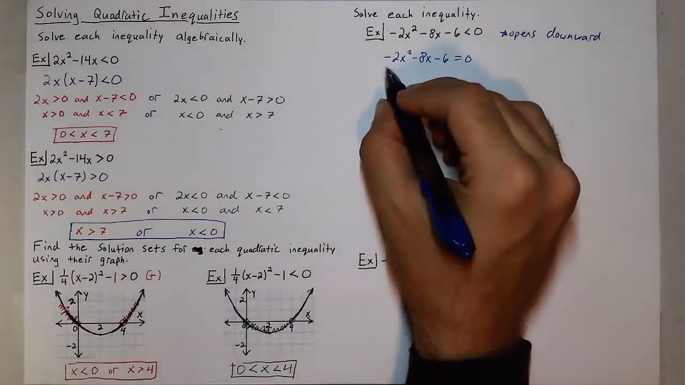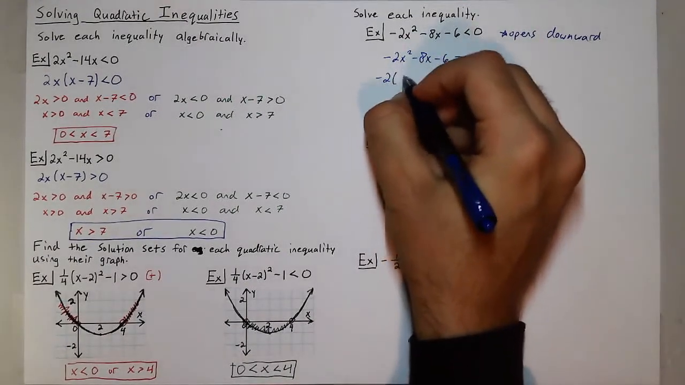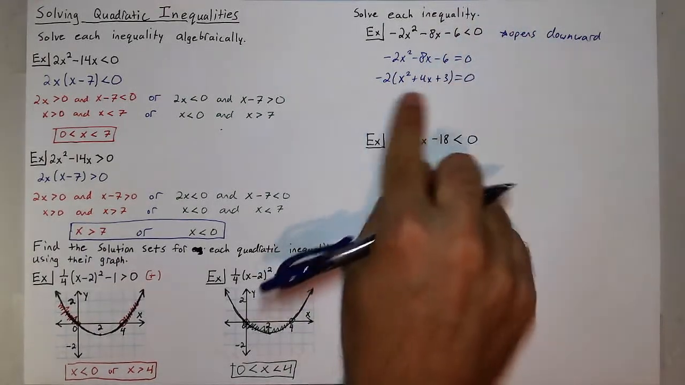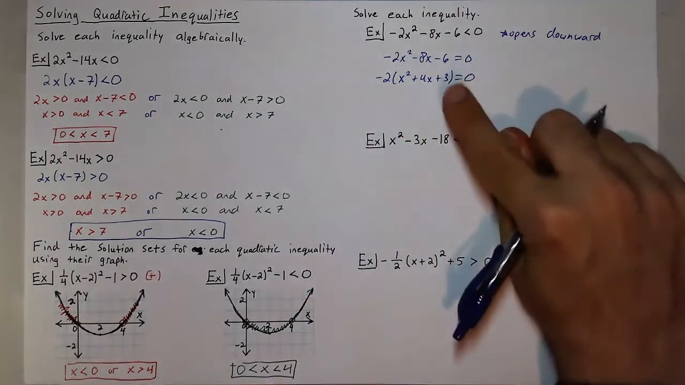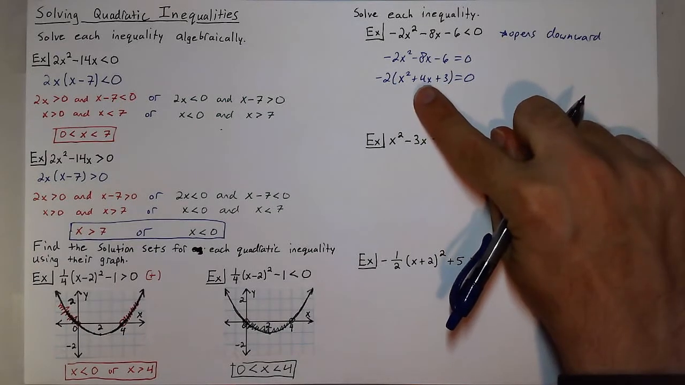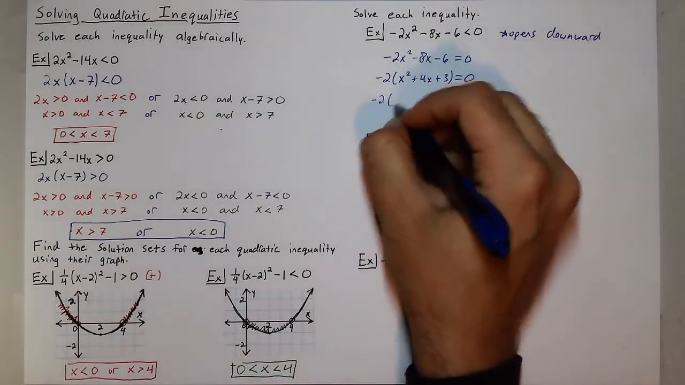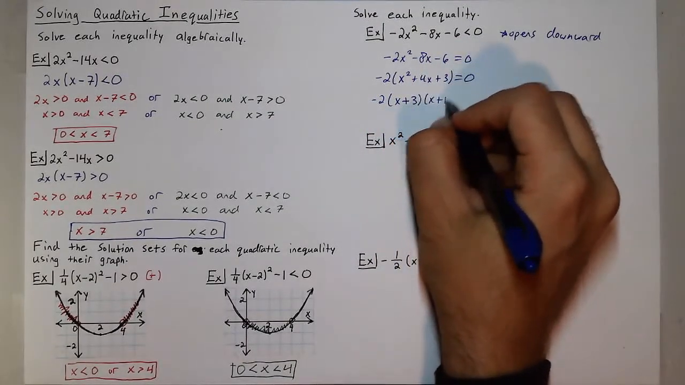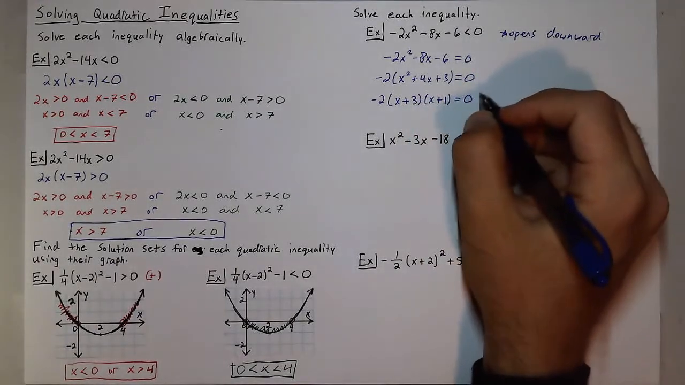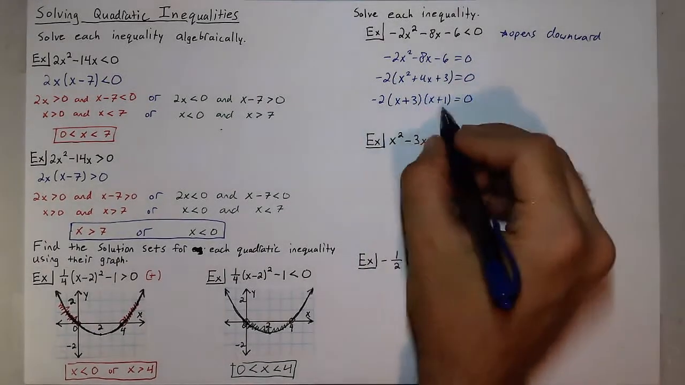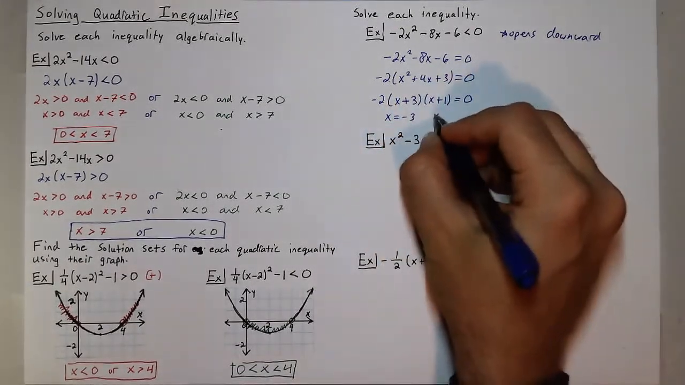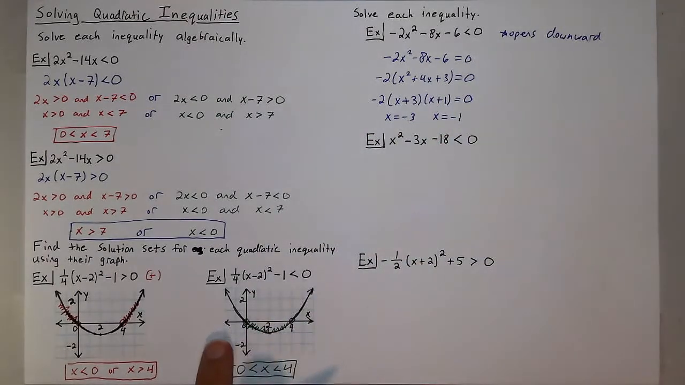So first I can see that I could factor out a -2, giving me x squared plus 4x plus 3. And then I could factor this quadratic, looking for two numbers that multiply to 3 but add to +4, giving me -2 times x plus 3 times x plus 1. And then I can set each of those factors equal to 0, giving me the two solutions, x is equal to -3 and x is equal to -1. So those are the two spots where we cross the x-axis but pointing downward.